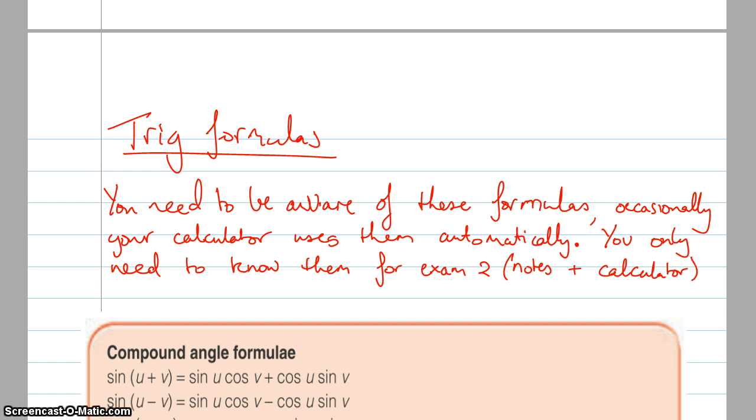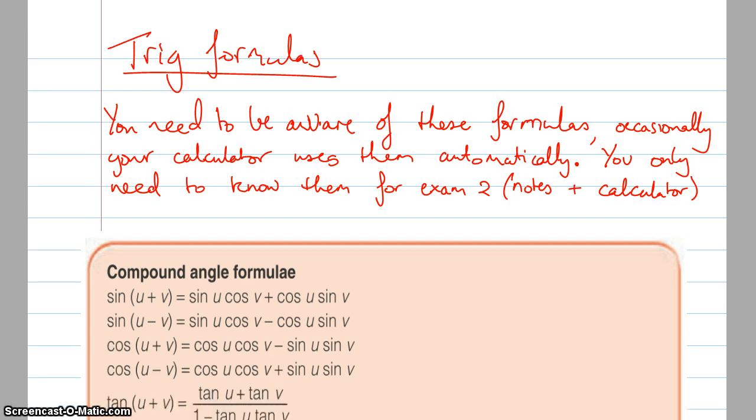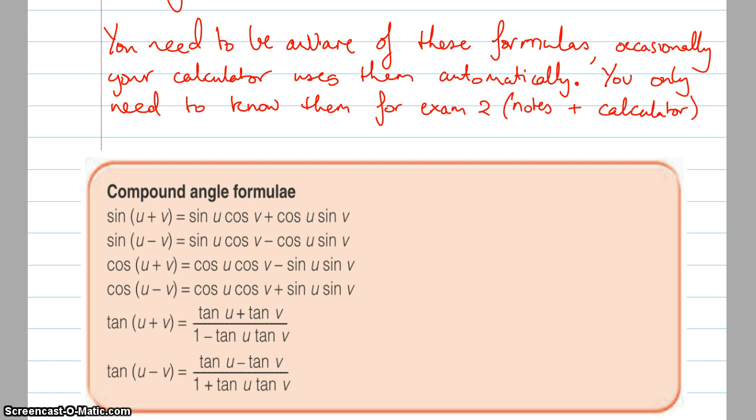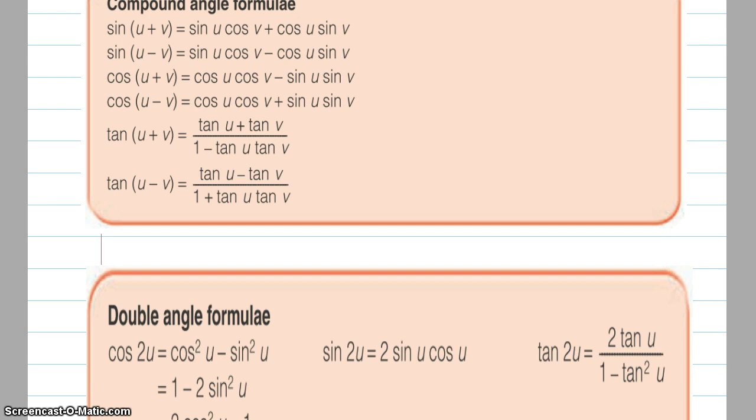So for people doing specialists, you've already seen all of these and you've actually proved them in other ways. In methods, we're just going to assume that they're true and that we're going to use them occasionally. So you need to be aware of these formulas. Occasionally your calculator uses them automatically. You only need to know them for exam 2, as I just said. So the two types of formulas that we need to know are the compound angle formula and the double angle formula. Now as you can see there's quite a few there.